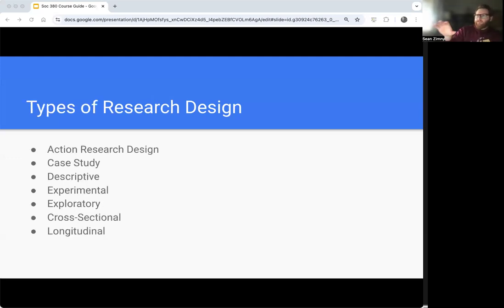There are some different types of research design. I'm not going to go over these here, but look into the notes. If you're ever curious what these different types of research design are, here's what they are, and you can look in the notes for descriptions of each. I just want to highlight cross-sectional and longitudinal, because cross-sectional and longitudinal research is kind of more broad.